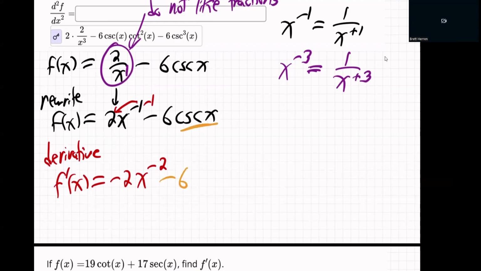Well, you need to know those. Let me write them out for you real quick. The derivative of sine is cosine.